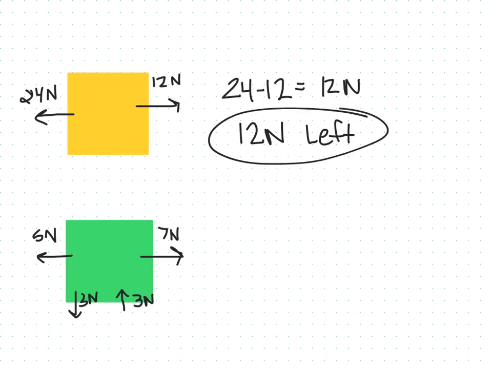Done. Okay. Now, bottom green square, 5 newtons to the left, 7 newtons to the right, 3 newtons down, 3 newtons up. Okay? So I'm seeing 3 down, 3 up. Those cancel each other out. So that part is balanced. And then I see 5 newtons to the left and 7 to the right. I know 7 is bigger than 5. All right, that leaves me with 2 newtons. And then remember, I have to give a direction, 2 newtons to the right.